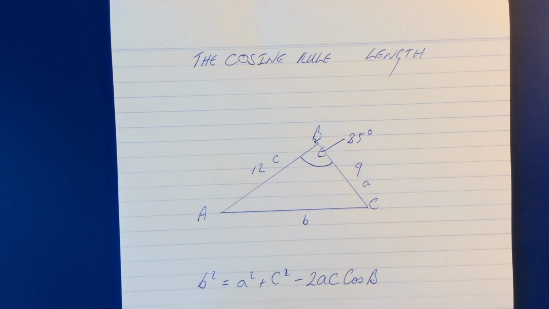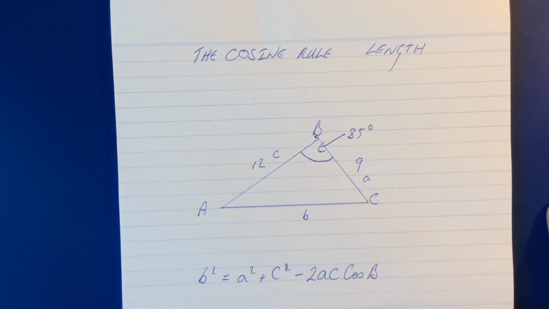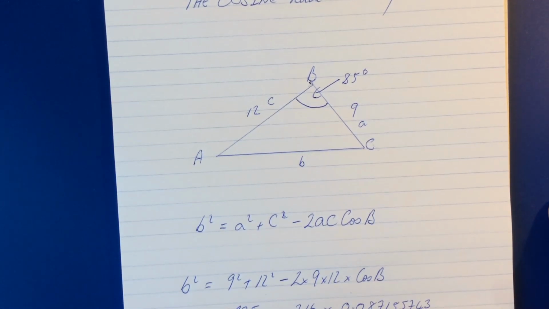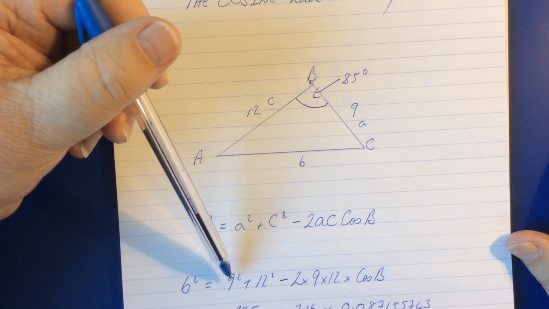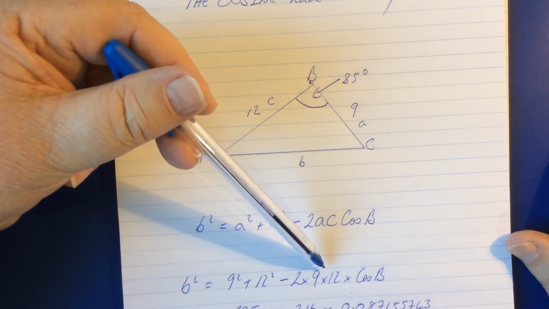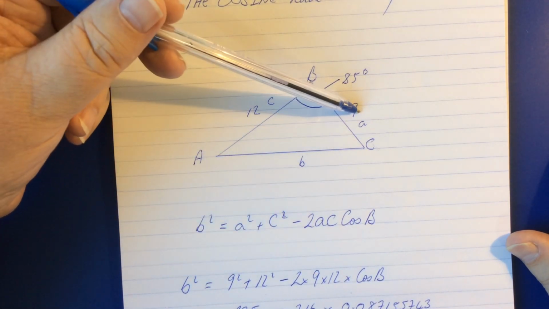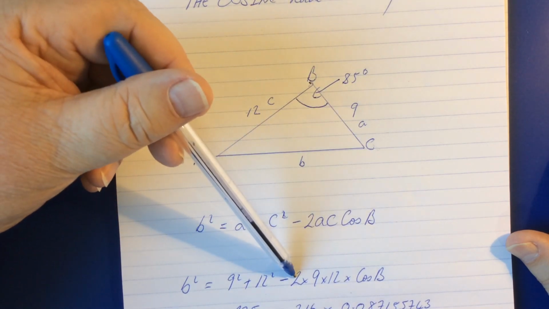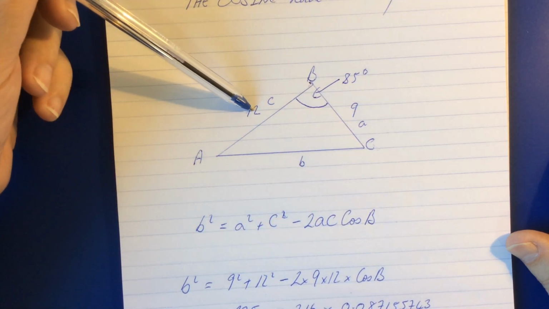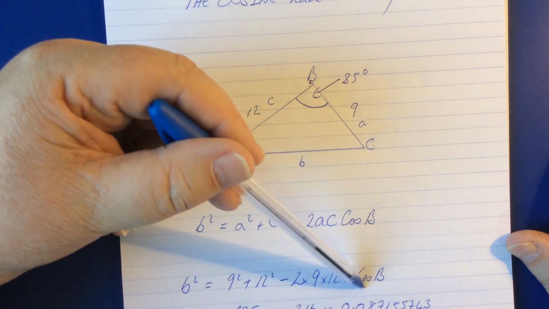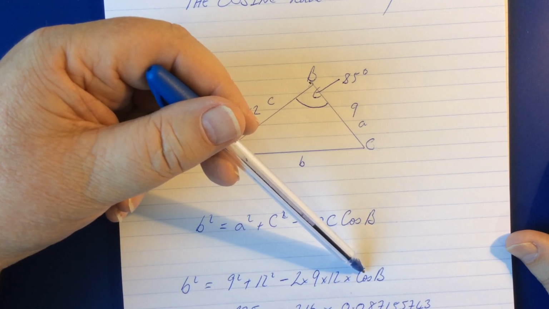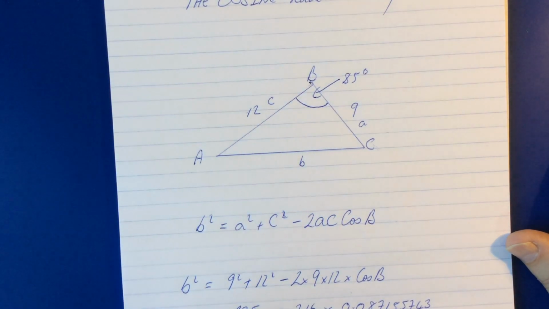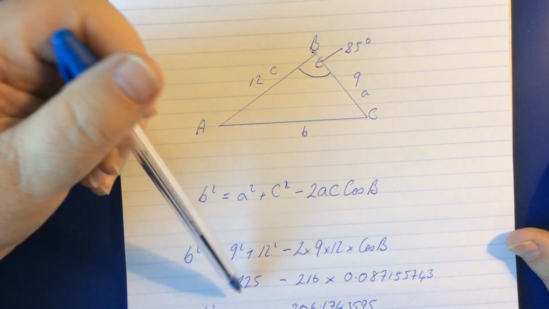Okay, right, well, let's get to work and fill some of this stuff in. Now what I like to do is to work systematically, and so I set up the formula and I put in all the measurements that I've got. So 9 squared plus 12 squared minus 2 times 9 times 12 times the cosine of B, which I can get from my calculator or from tables in a minute. I work these out, and that's what I've done here.